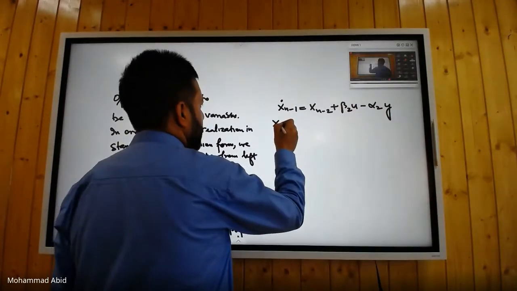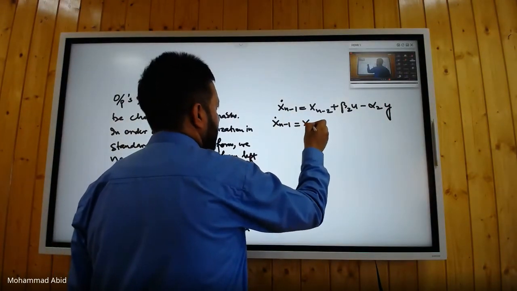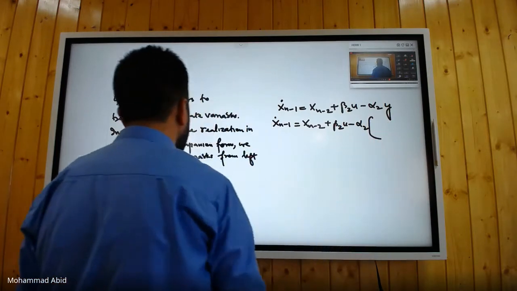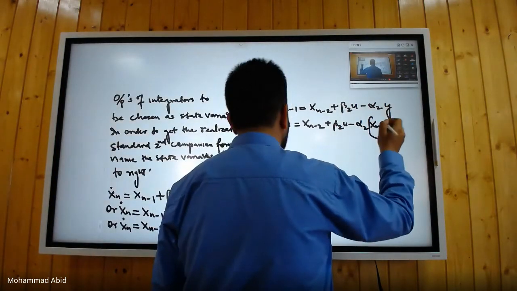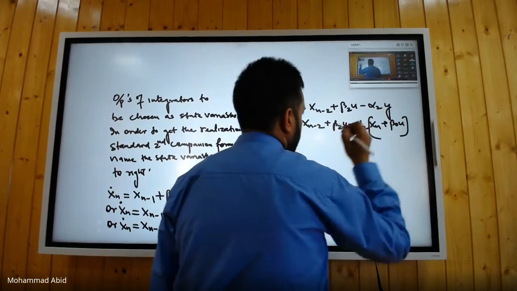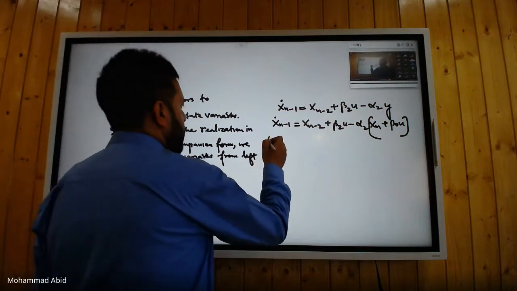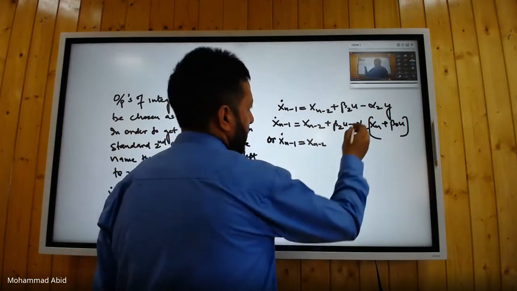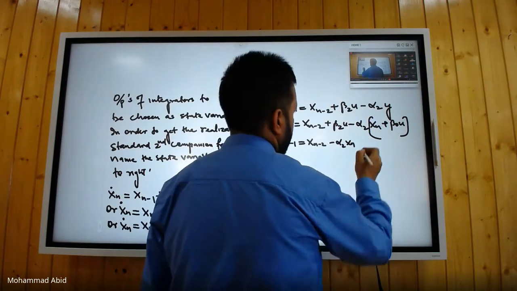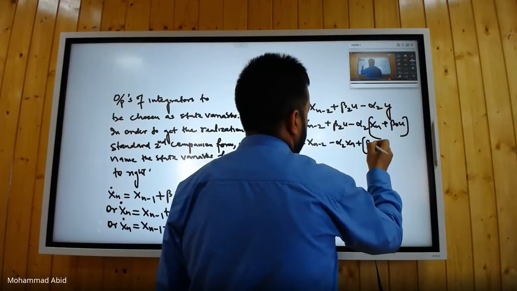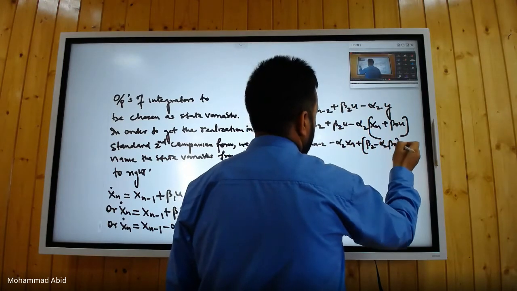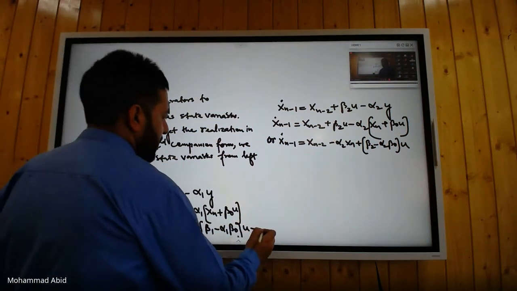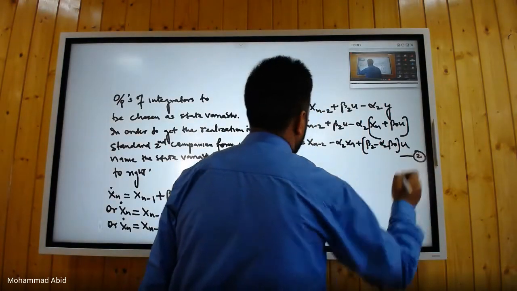So I will have xn minus 1 dot equal to xn minus 2 plus beta 2 u minus alpha 2, instead of y, as I wrote here, y is equal to xn plus beta naught u. Is that okay? Yes, sir. Or I can write xn minus 1 dot equal to xn minus 2 minus alpha 2 xn, u वाले टर्म्स को कंबाइन करेंगे, plus beta 2 minus alpha 2 beta naught u. Is that clear? तो ये आपकी फर्स्ट इक्वेशन है, ये आपकी सेकंड इक्वेशन. सही है?